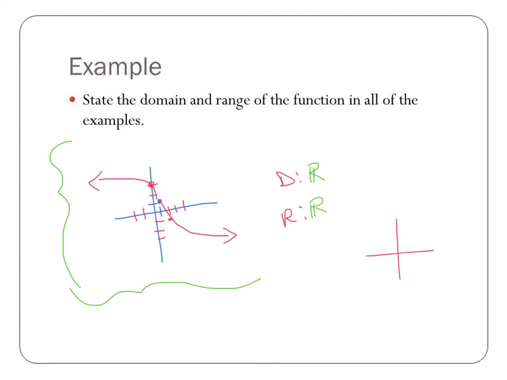Now, if you had a square root function, let's say that starts there at 1, the domain here is going to be x's that are greater than or equal to 1, because only those x's happen on this graph. And our range is going to be y's that are greater than or equal to 1, because only those y's happen on this graph. So it's not always all real numbers, so you need to make sure to look at your graph.